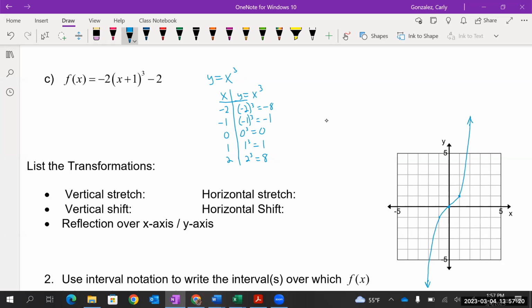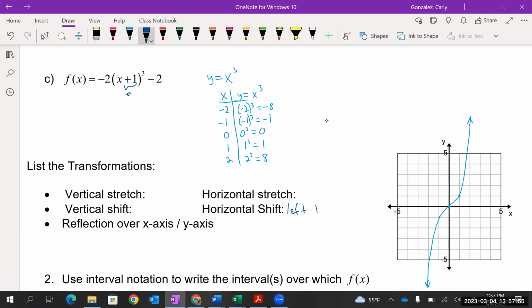Okay, so let's now identify some of these transformations. Let's start with the x. Inside we have that adding 1. Because it's adding and subtracting, we're going to get a shift. In with the x, adding and subtracting takes us left or right, opposite direction as the sign. So that will take us to the left 1 unit. So that will be a horizontal shift, left 1.